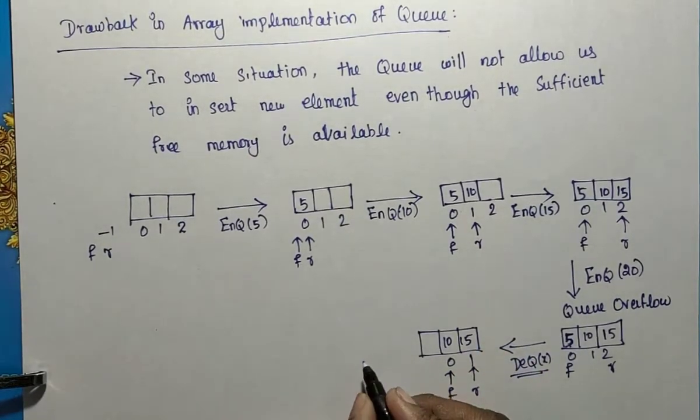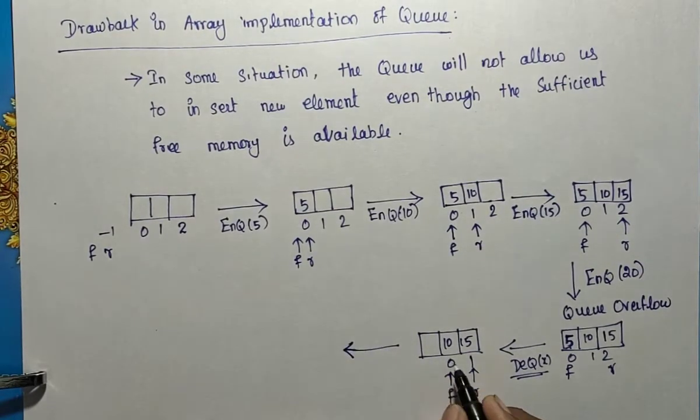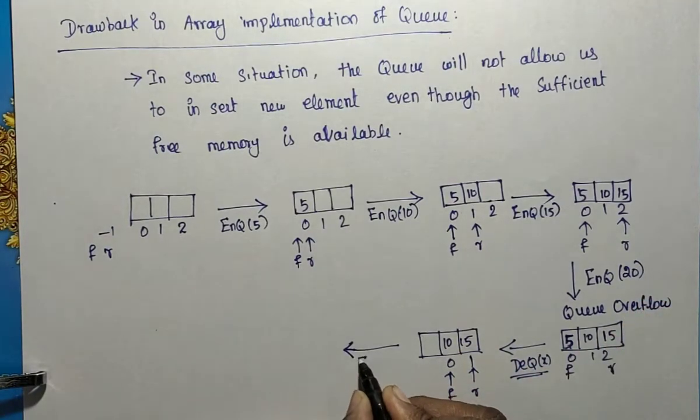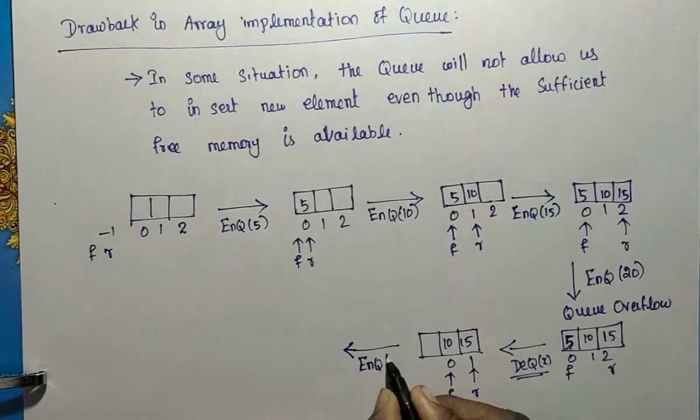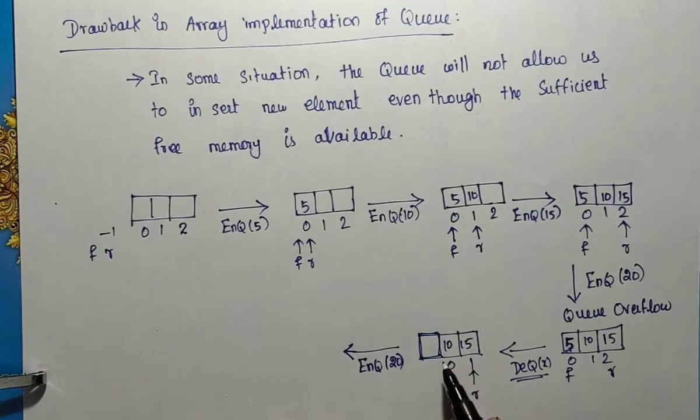So the problem is, as per our logic, the size of the queue is 3, so we should be able to insert a new element. So we try to insert another element, enqueue of 20 again. See the picture here: the free location is there on the front side, since we deleted that element and it was freed.